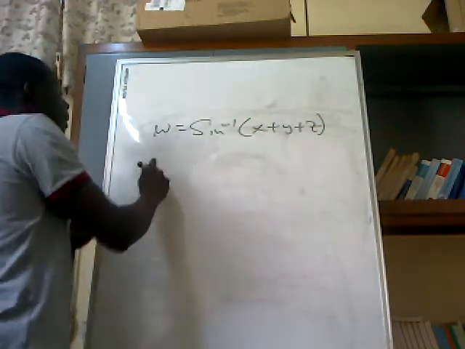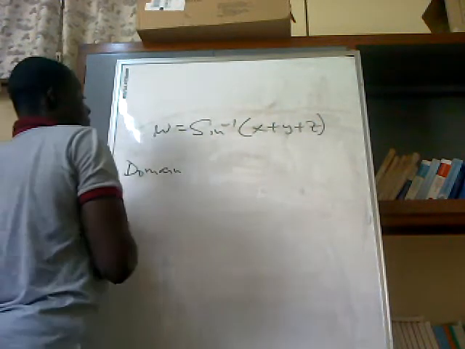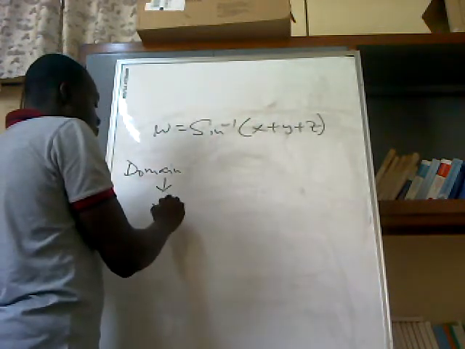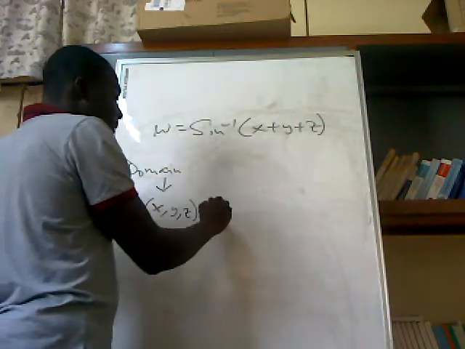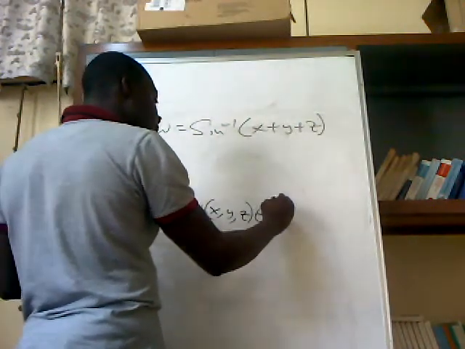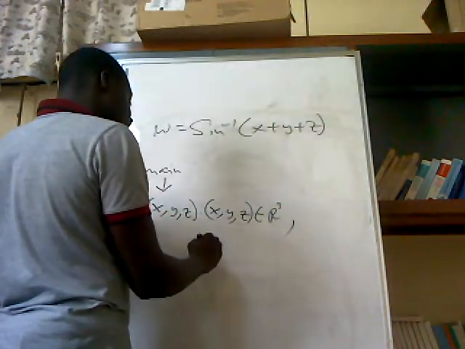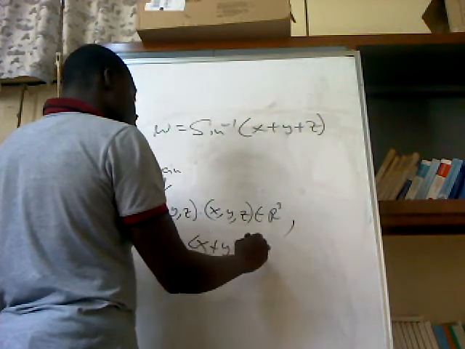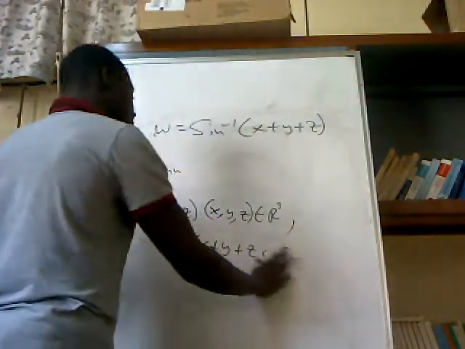So here, my domain is x, y, z such that x, y, z belong to R3, but x plus y plus z should be between -1 and 1.